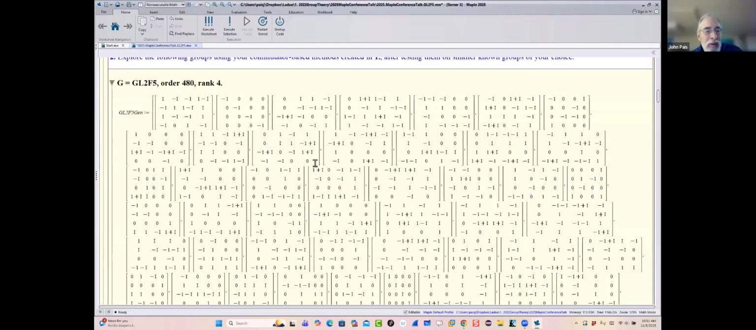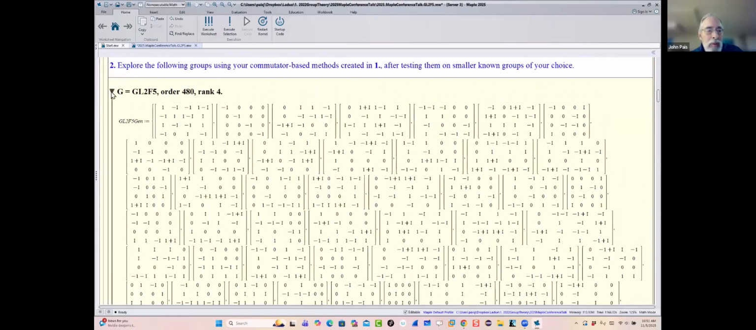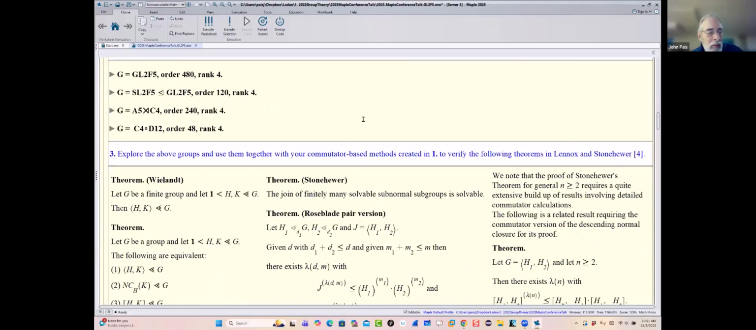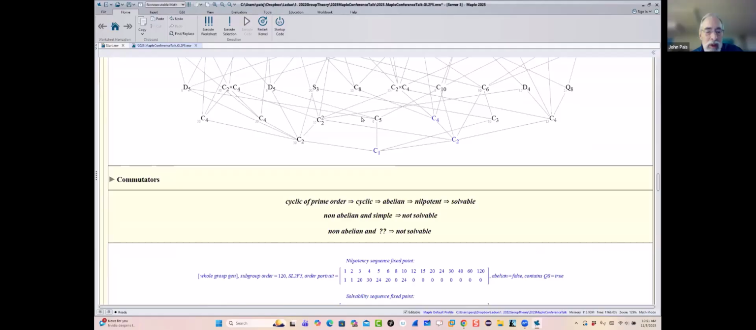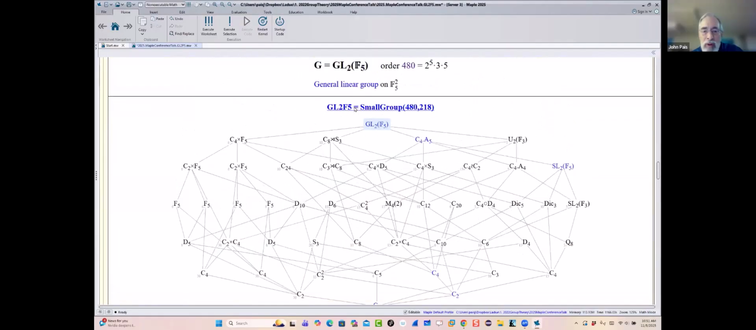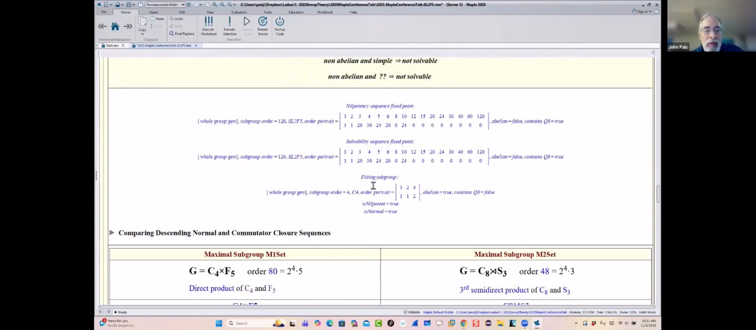So in this case, these are 4x4 matrices of complex numbers, and those are the group elements. Let me quickly scroll down here and show you the expected output that I would want. So for this group, GL2F5, the expected output would be, okay, so I would compute the nilpotency sequence, the solvability sequence, and the Fitting subgroup. It turns out that this group is neither nilpotent nor solvable because it ends at SL2F5.